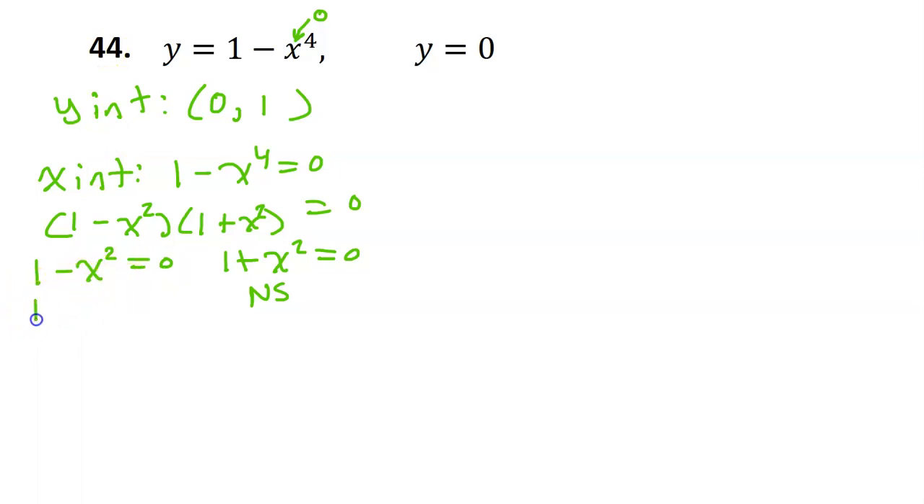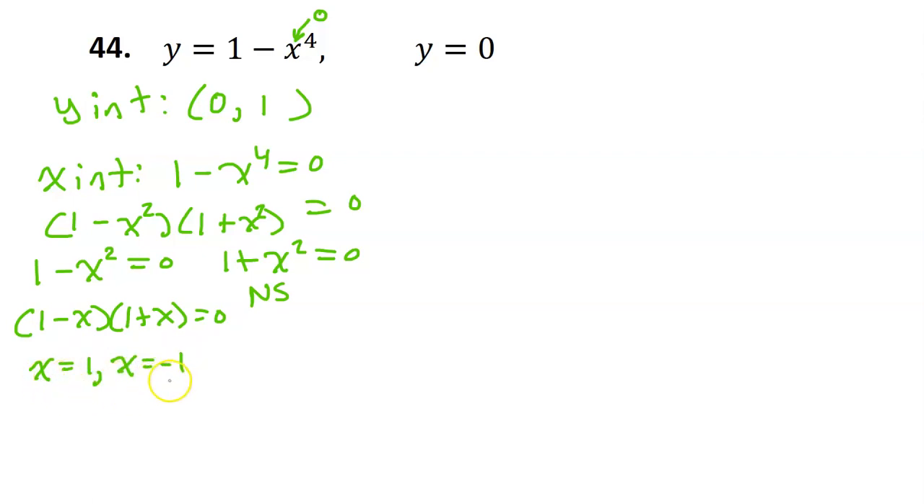Adding x squared to both sides, we have 1 equals x squared. If we take the square root of both sides, we get x equals plus or minus 1. Please don't forget the plus or minus. I guess another way we could have thought about it is this is the difference of two squares again. So another way you could think about it is this is 1 minus x times 1 plus x. So either way, we will end up with x equals plus or minus 1.